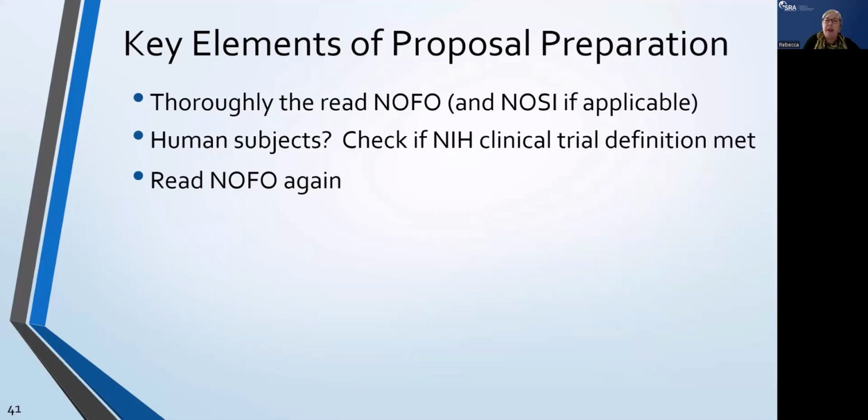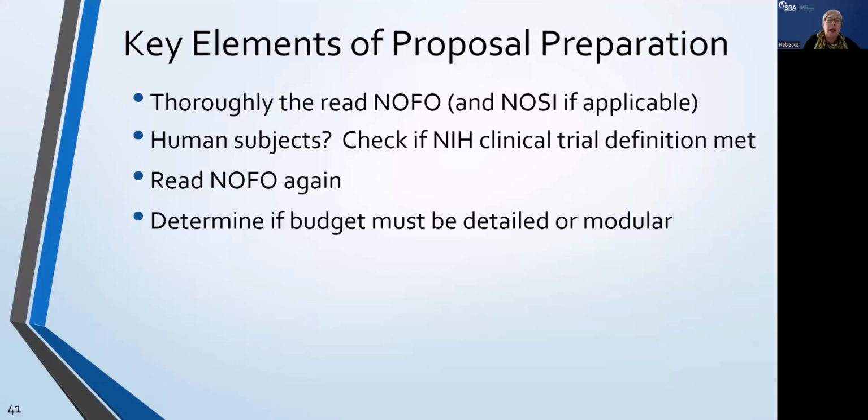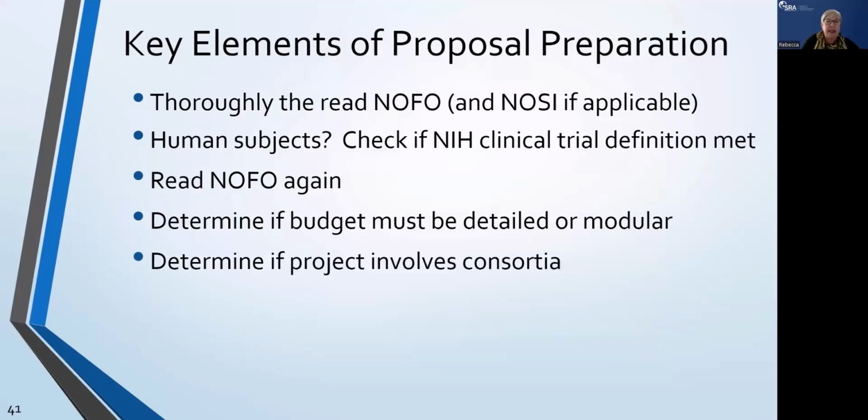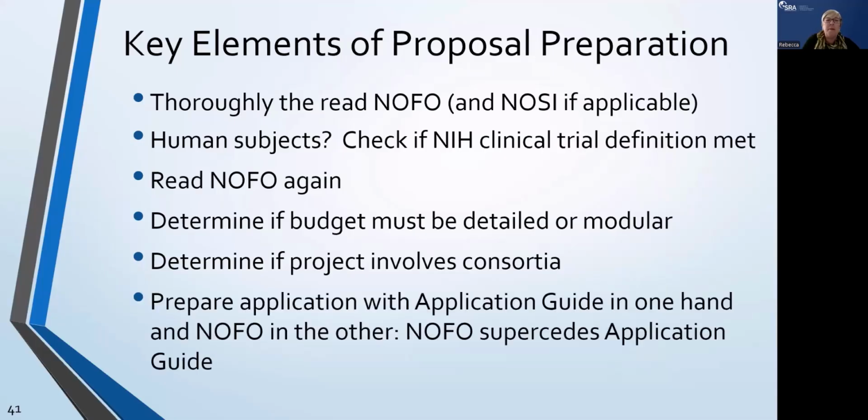And the effective research administrator clues their PIs in on what's coming up. Determine if a budget may be detailed or modular. We'll talk about that in a second. Determine if the project involves consortia or subawards, because you're going to need to take extra steps. And again, I'm repeating myself, but prepare the application with the guide in one hand and the NOFO in the other. A NOFO supersedes the application guide.